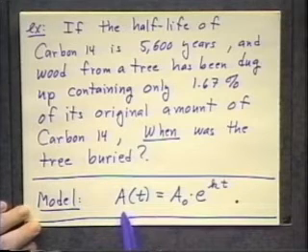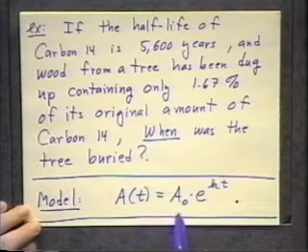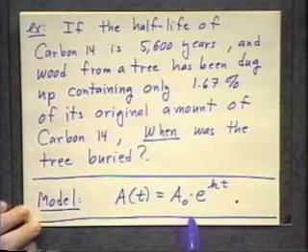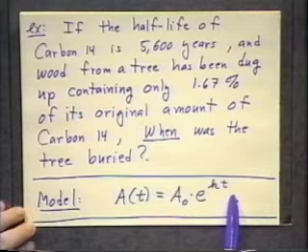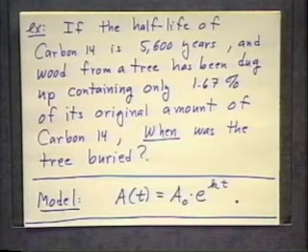So the model we're using here is, just to remind you, A of t equals A sub 0, the initial amount, and we don't know that, but as you know, it probably won't matter, times e to the kt. So think about this a little bit, and I'll come back and show you what I did.